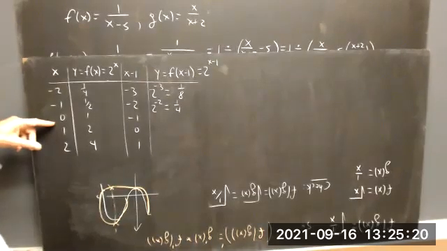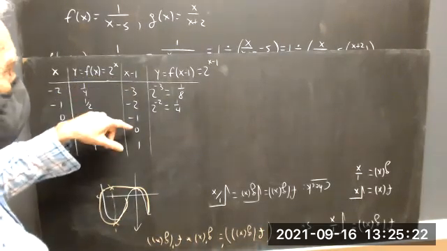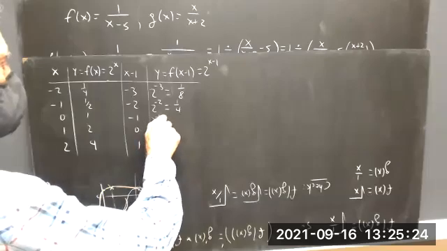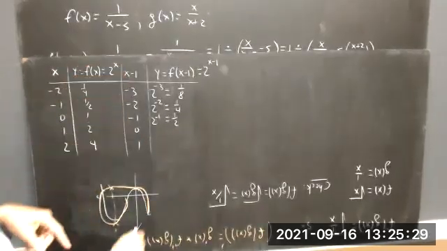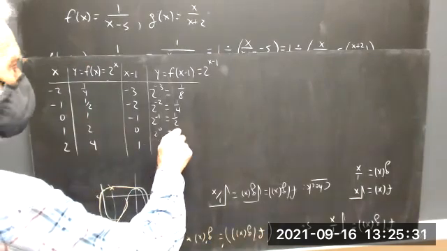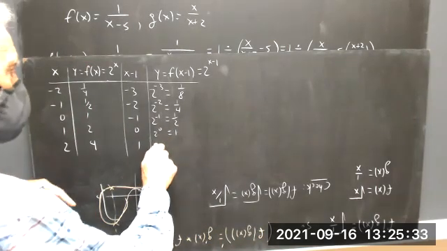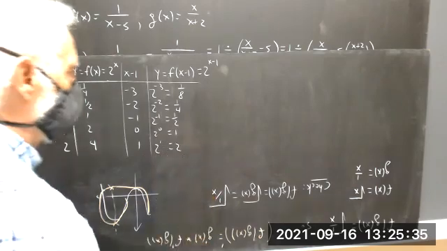When x is 0, x minus 1 is -1. We get 2 to the -1 is 1/2. When x is 1, x minus 1 is 0. We get 2 to the 0 equals 1. And here we get 2 to the 1 equals 2.